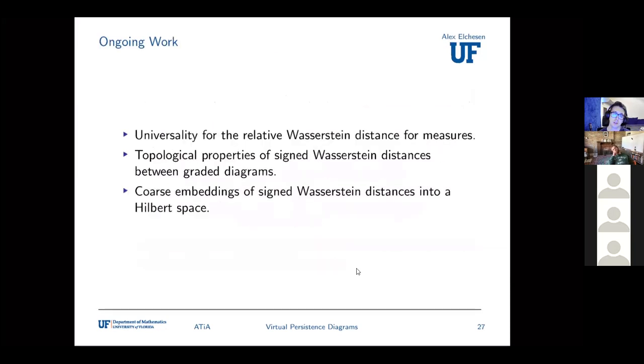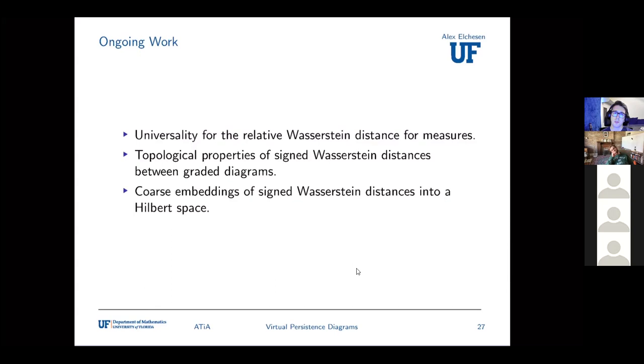So ongoing work. This is my last slide. Universality: I think this should extend to the previous slide. So our universality results for the Wasserstein distance for persistence diagrams, I think something like that holds for measures, and we're pretty close to getting a statement like that. But there are some measure-theoretic technicalities that come up, so you have to be really careful. But I think there should be a nice statement there.